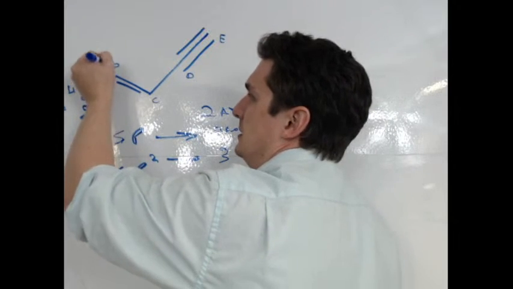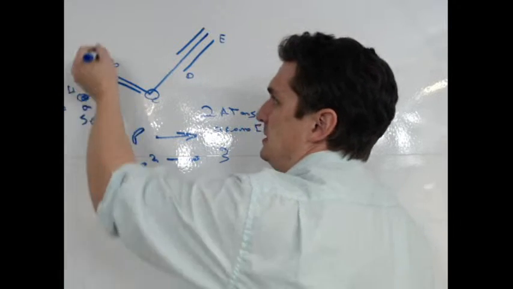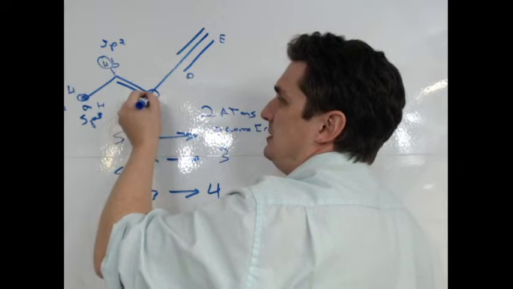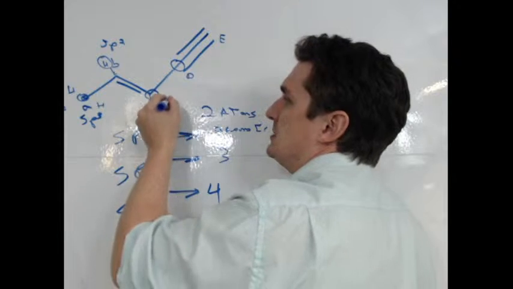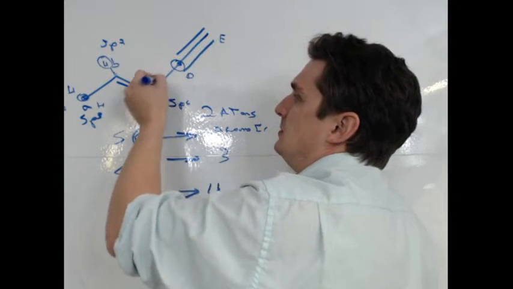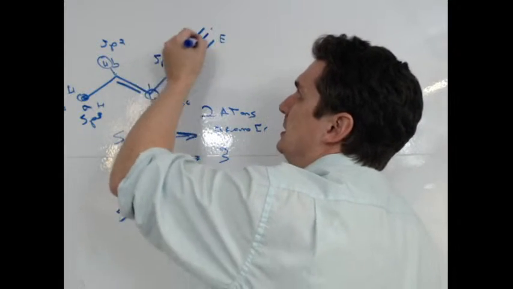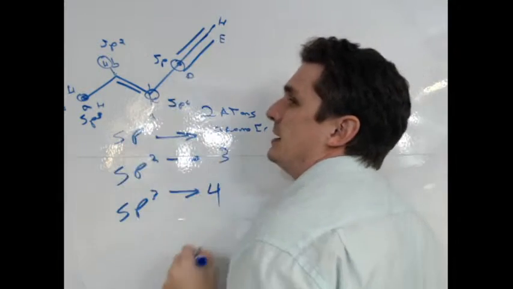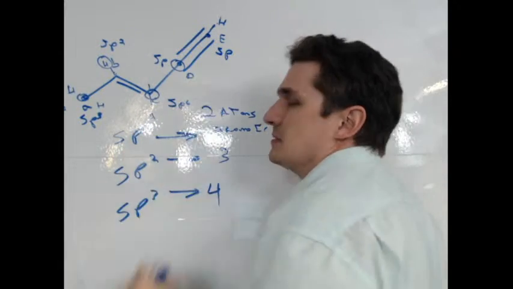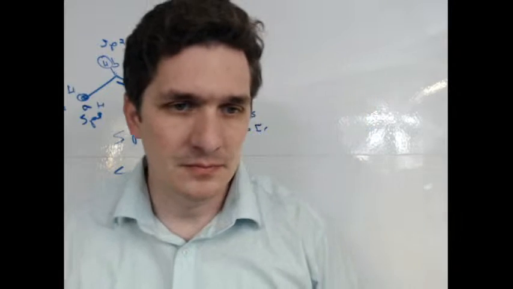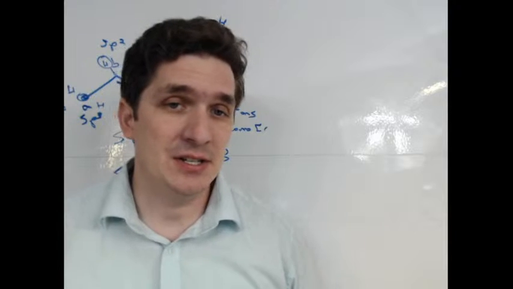For B, we've got 1, 2, 3 atoms around it, so it's sp2. For C, there's a hidden hydrogen. There's 1, 2, 3 atoms around it, so it's sp2. For D, we've got 1, 2, no hydrogens, so it's sp. And for E, we've got a hydrogen hanging off the end. So this carbon has 1, 2 atoms near it, so it's sp hybridized. So that's the quick and dirty way to figure out what the hybridization is.